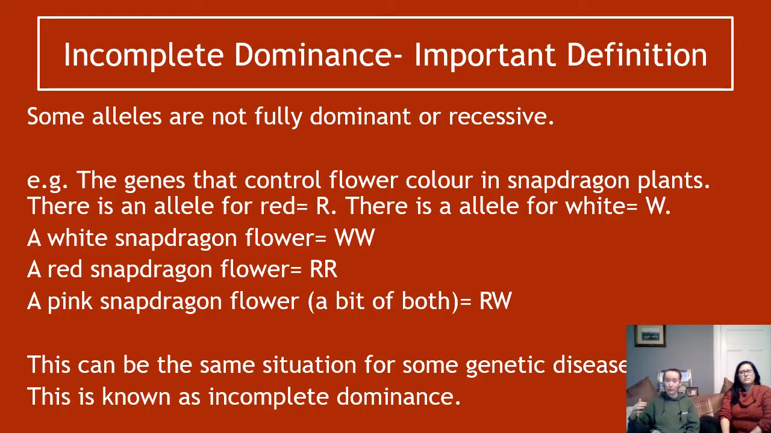So if we had a white flower, which is capital W, and a red flower, which is capital R, they would make a pink flower, which is capital R, capital W. So it shows a bit of both. And again, with the flowers, it's just nice because it's just colours. You can see very clearly this is how colours mix. This is obviously present in genetic diseases, but none of them are quite as easy to see as just here's 2 flowers becoming a middle colour flower. But this is called incomplete dominance.